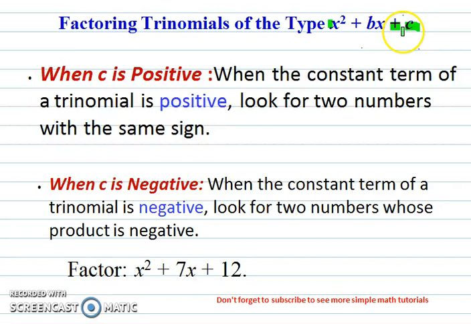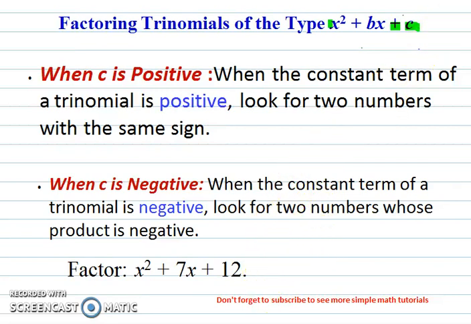If the sign is positive, you need to look for two numbers with the same sign. It can be two negative numbers, or two positive numbers, because we know that 2 times 3 is 6, and negative 2 times negative 3 is also 6. When the constant term c has a negative sign, look for two numbers whose product is negative. For example, if you look for negative 6, you can take 2 times negative 3 or negative 2 times 3. The product would be negative.